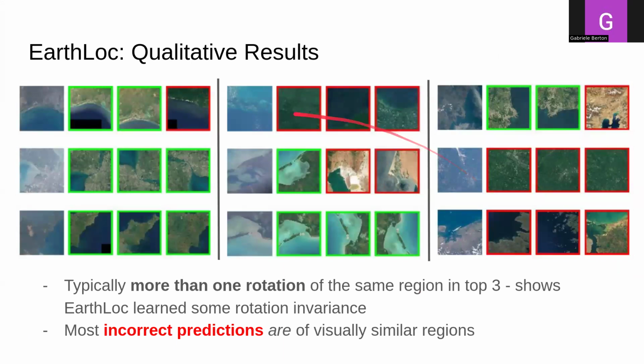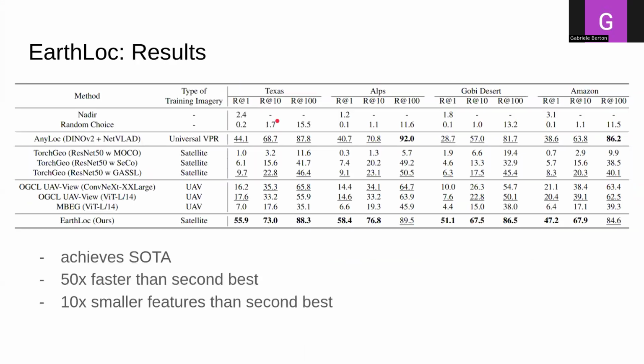Here are some qualitative results. In each quadruplet, you can see on the top, on the left, the query and the top 3 candidates produced by retrieval. You can see that typically there is more than one rotation of the same region in the top 3 candidates. Like you can see here, these 3 images are from the same region, just rotated, which means that EarthLoc learns some rotation invariance. Also, we can see that most incorrect predictions are of visually similar regions.